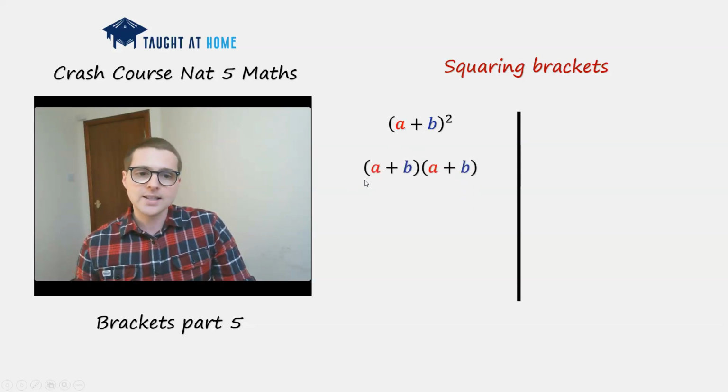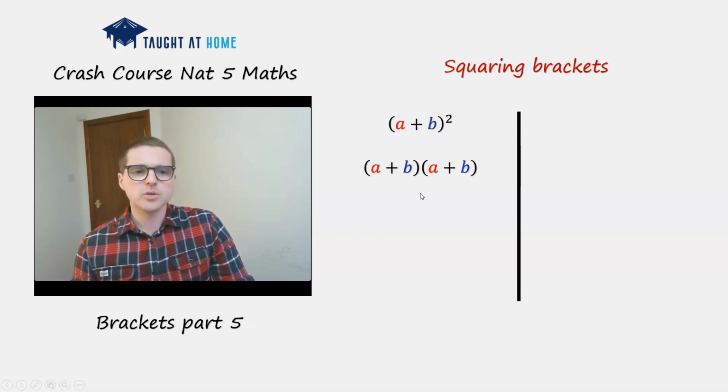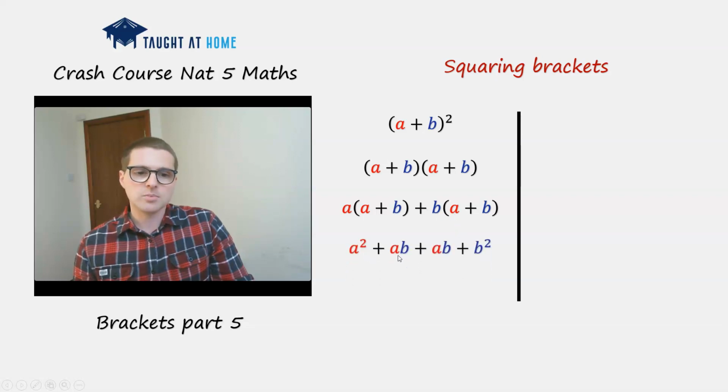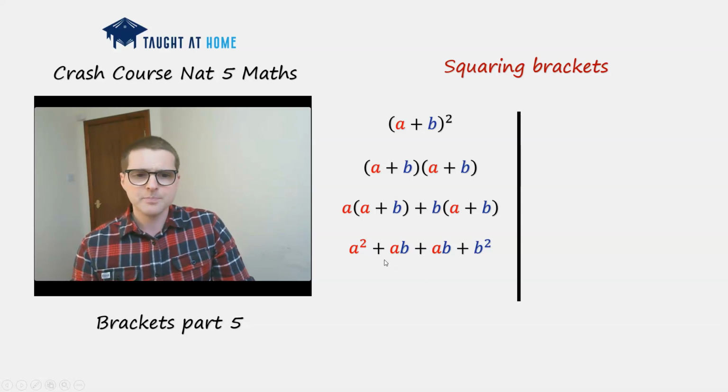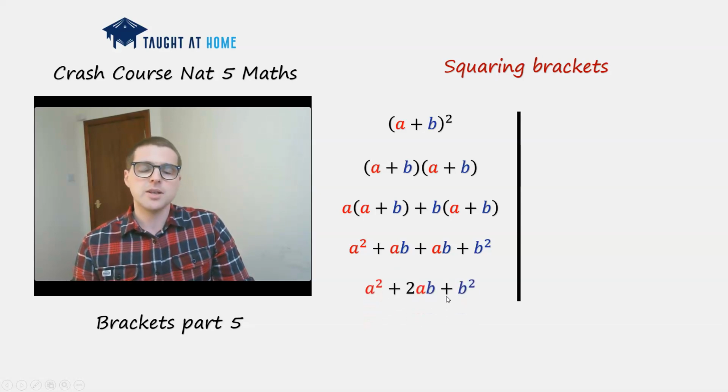So we can actually go ahead and expand that by saying it's a plus b times a plus b. And just like in the previous video, we're going to take each term and multiply it by all the other terms. So it's a times the second bracket plus b times the second bracket. And what we get is a squared plus ab plus ab plus b squared. This ab plus ab simplifies to two lots of ab, so 2ab. So we get a squared plus 2ab plus b squared.